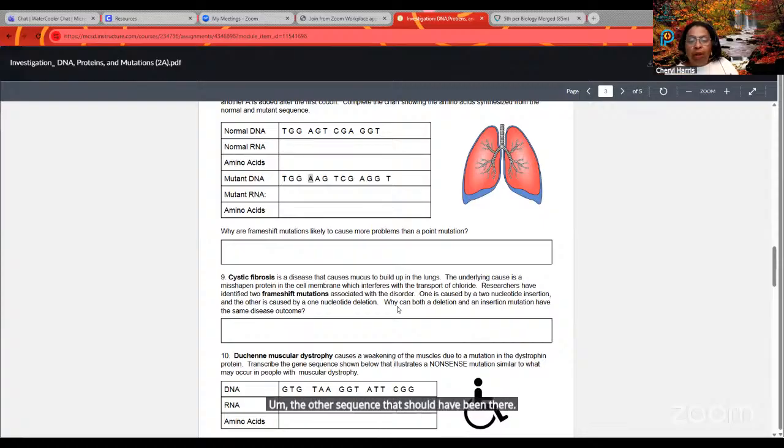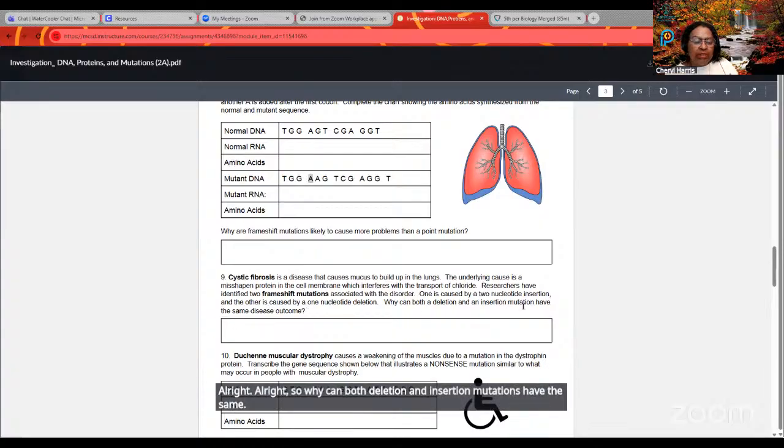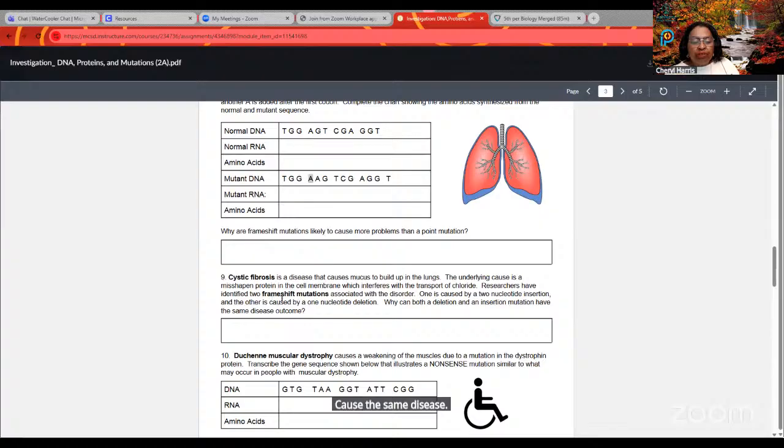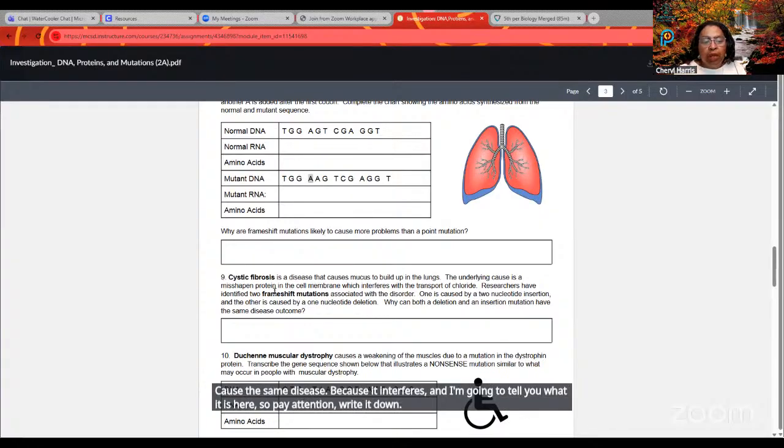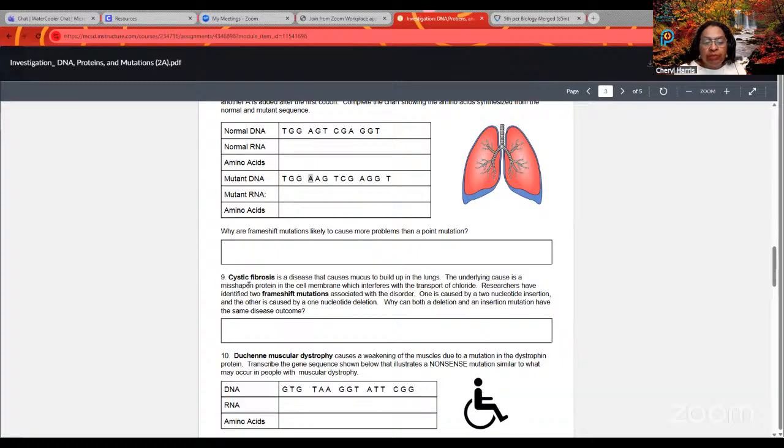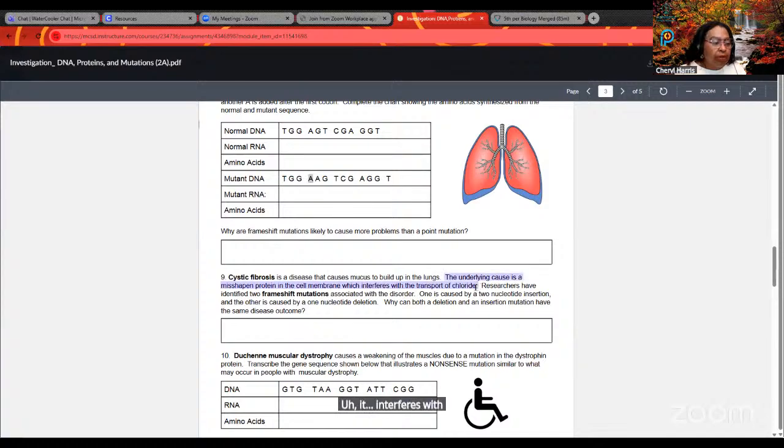All right. So why can both deletion and insertion mutations cause the same disease? Because it interferes, and I'm going to tell you what it is here. So pay attention, write it down. It interferes with this right here.